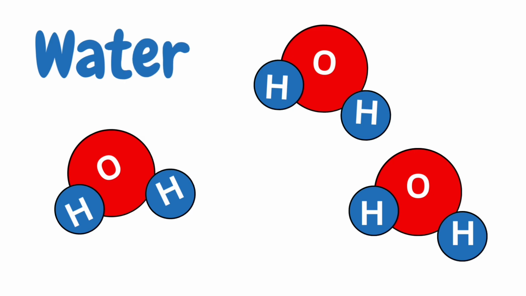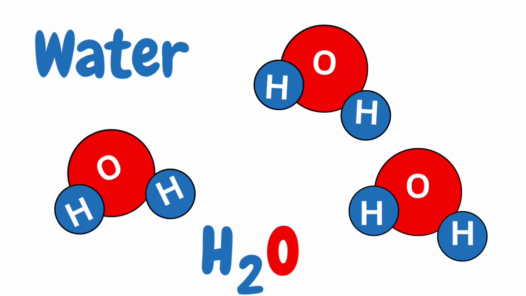Water is an example of a compound. It's made up of one oxygen atom and two atoms of hydrogen, all joined together. Water has the formula H2O. The H with the 2 after it tells us that there are two atoms of hydrogen in water, and the O with no number after it tells us that there is one atom of oxygen.